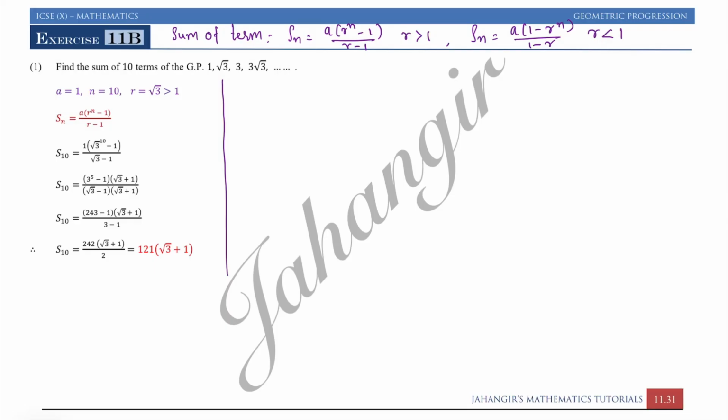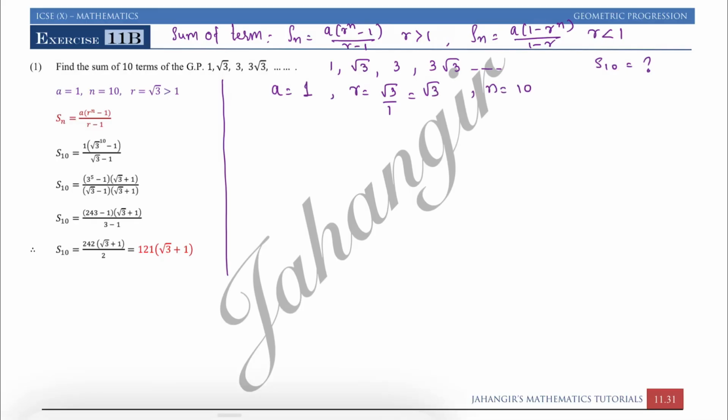So whenever we have r greater than 1, we will use the first formula. Whenever we have r smaller than 1, we will use the other formula. Let us start with the sequence 1, root 3, 3, 3 root 3 and so on. Here we have to find the sum of 10 terms, that means S10 is the question mark. So first we will write a is equal to the first term, that is 1, r is equal to root 3 upon 1, which is equal to root 3, and the number of terms is 10.